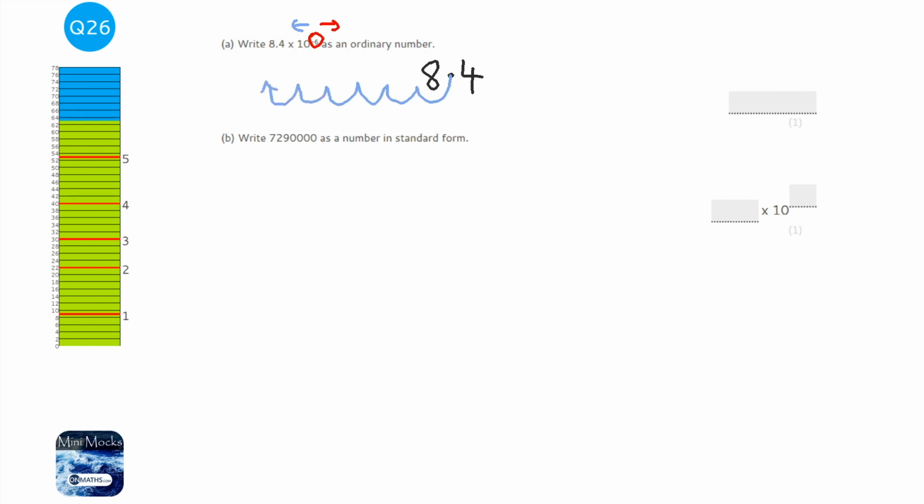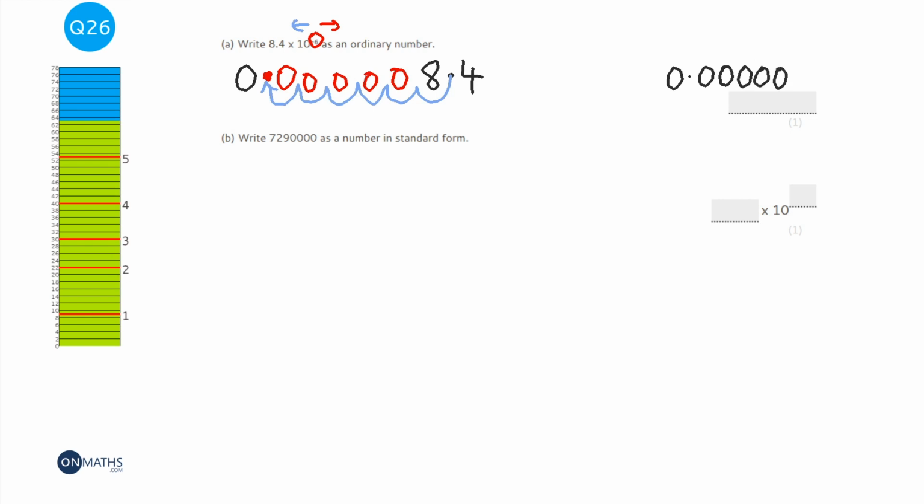So the decimal point will now be here, and you fill in all of the jumps with zeros. One of the jumps is used by the 8, but all the other ones we fill in with zeros. Whenever you've got just a decimal point, you need to have something before it, so we put a 0 before it. So the answer will be 0.00000084. Let's just count: there's 5 zeros and 5 zeros.